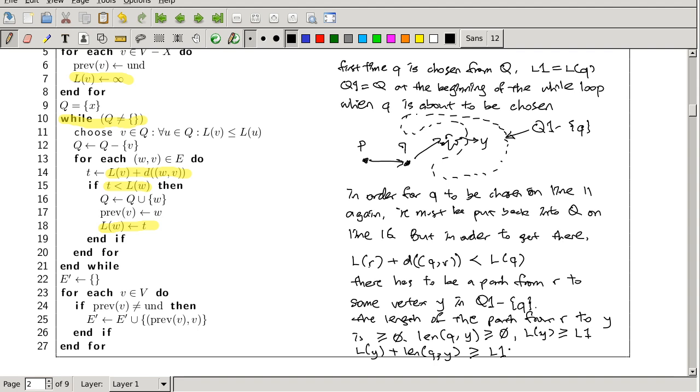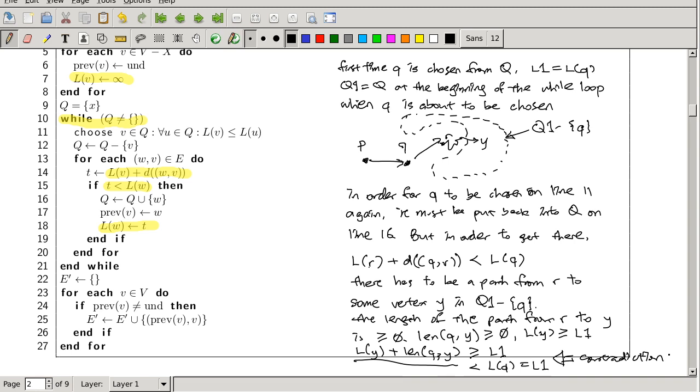But now in order for us to get into line 16, to add lowercase q back into the set Q, we are basically claiming that this value is also less than the old value of L of Q. And that is not possible, because you cannot have this value on the left hand side be greater than or equal to, and also less than at the same time. So now we have our contradiction.